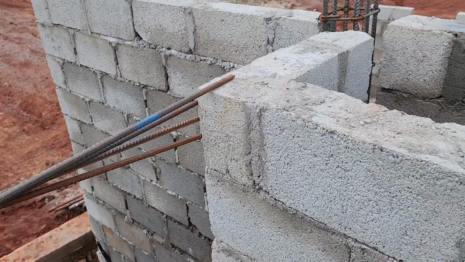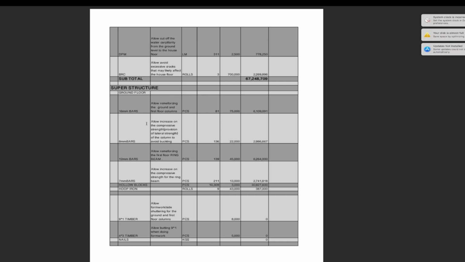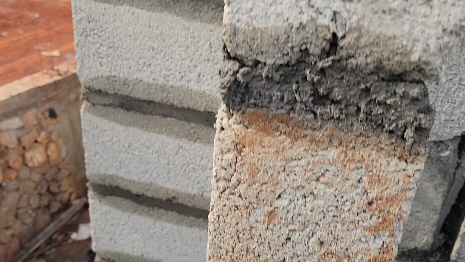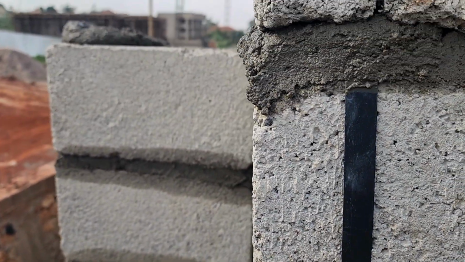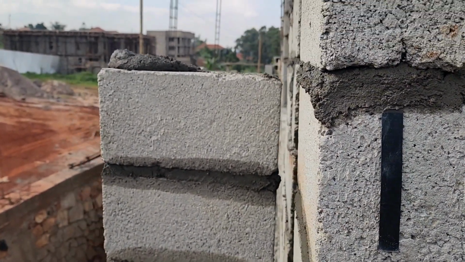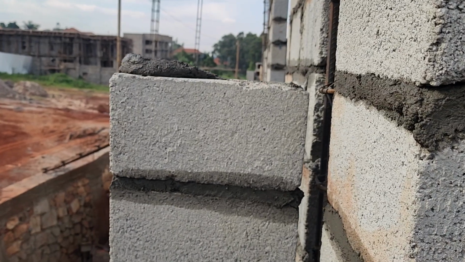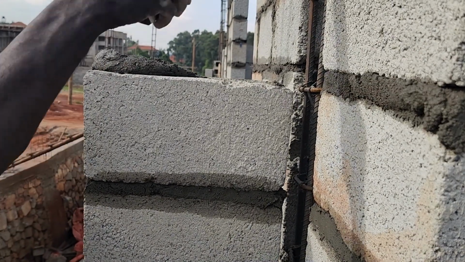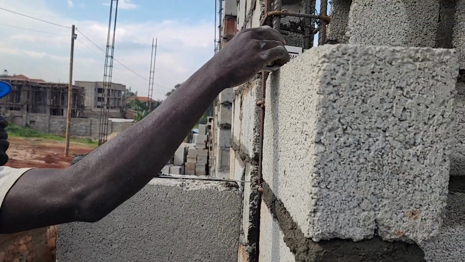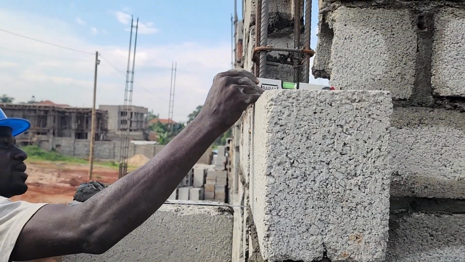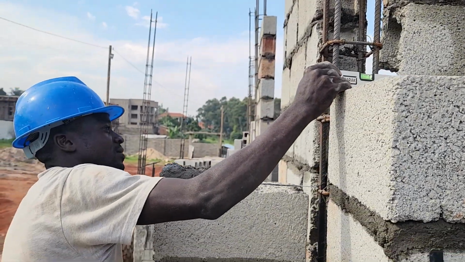Hollow blocks, we bought hollow blocks. These hollow blocks, we used them for block work, both for the ground floor and the first floor. We bought 10,309 pieces. Each piece costed us 3,000 shillings, and that costed us 30,927,600 shillings.